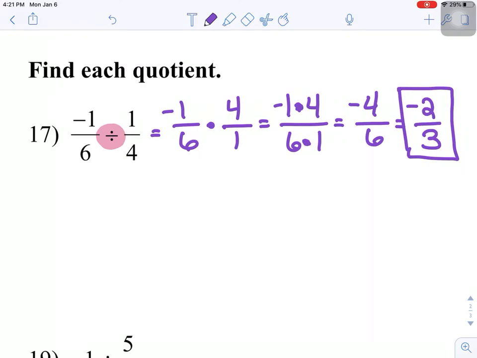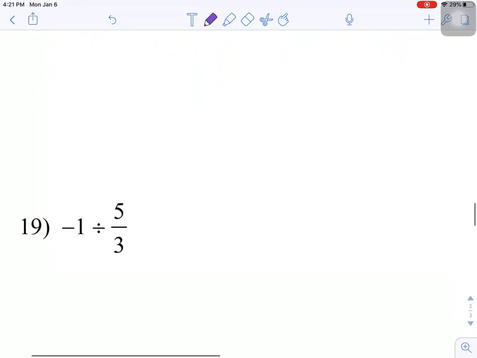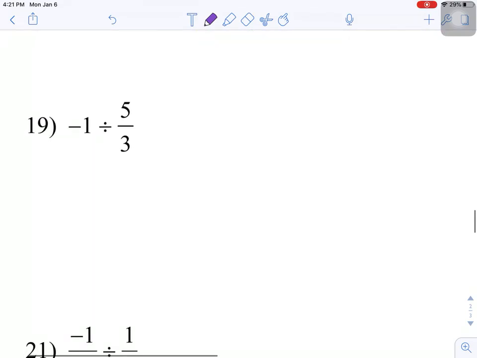Okay, so I'm going to take a look at number 19 here, see if I can do that same idea. All right, again, you never, ever, ever divide. You're going to turn it into a multiplication problem and then deal with it as a multiplication problem. Ooh, I like number 19 because we have a whole number here, and we're doing some division. We got a couple things we got to deal with.